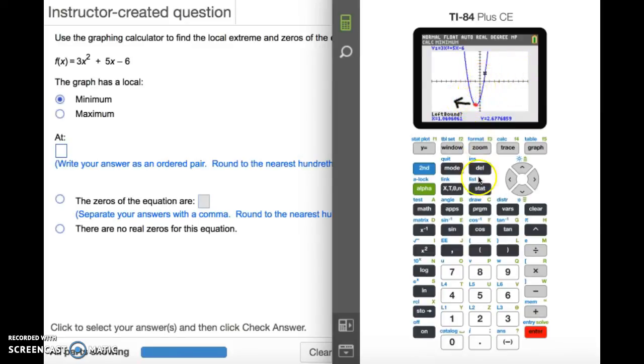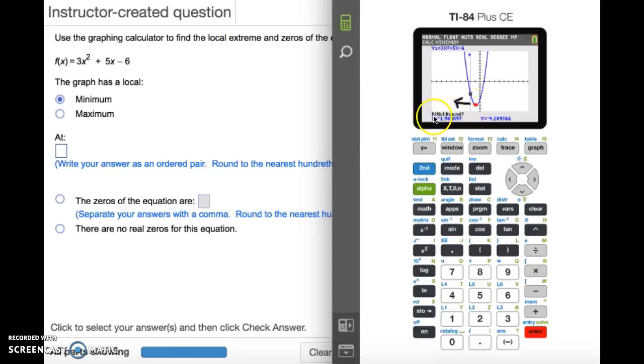So I'm going to move that cursor using these arrow buttons until I get to the left side of that vertex. Anywhere on the left side will work. And I'm going to press enter. And on my calculator, it draws this little line. It also has this arrow at the top saying, I'm going to start looking here and continue until you tell me to stop. So again, here's my vertex, here's my minimum point.